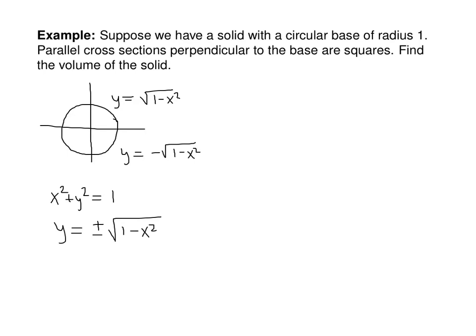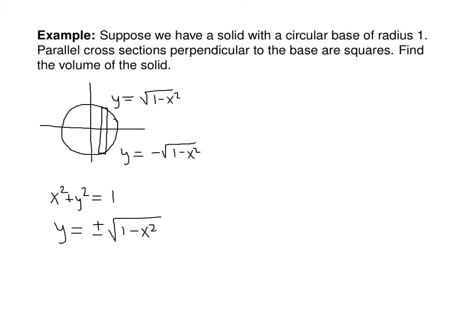Parallel cross sections perpendicular to the base are squares. So we can actually, in this problem, slice either way. I am just going to slice perpendicular to the x-axis like this. So this is the bottom of my solid, and when I slice it, we get squares. Think about a loaf of bread. That is a circular base, and when you slice it, you get square pieces of toast. The pieces on the end are very small, and you don't get as much bread, so you're unhappy. But the pieces in the middle are the biggest, and they get smaller as you go towards the end.